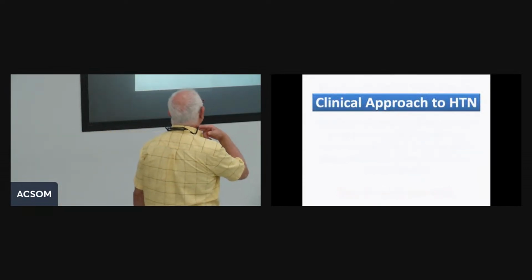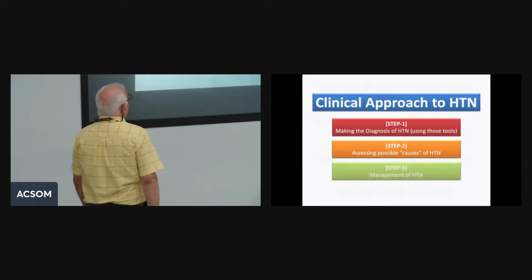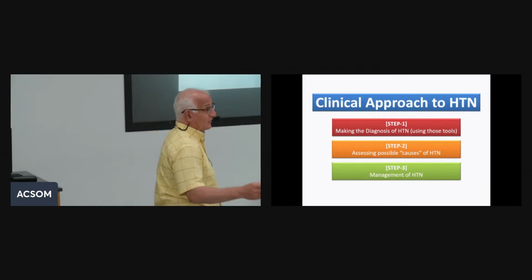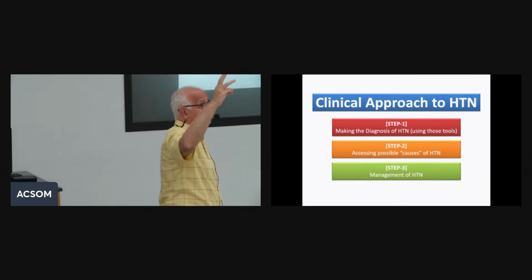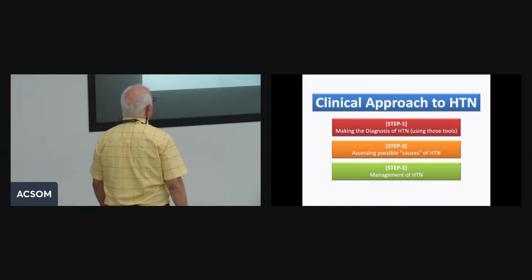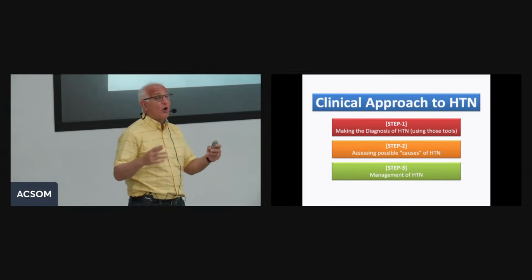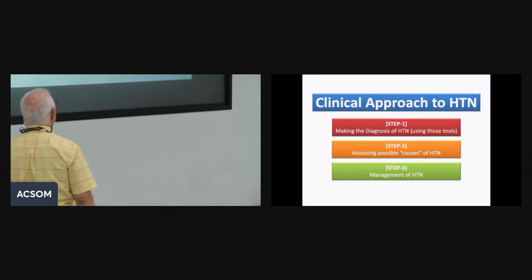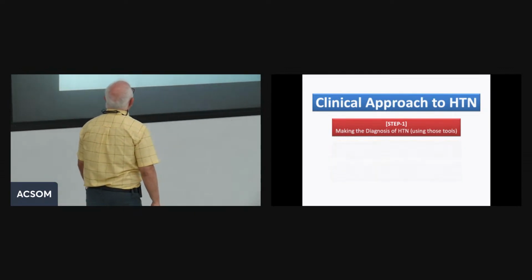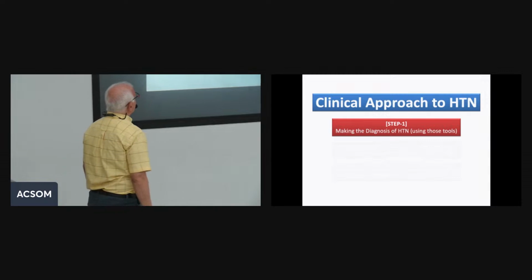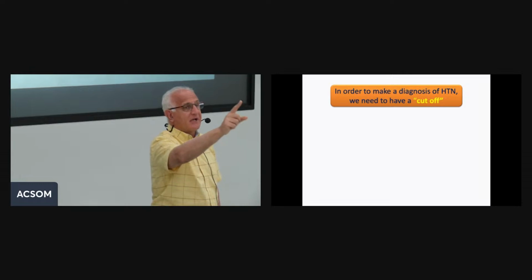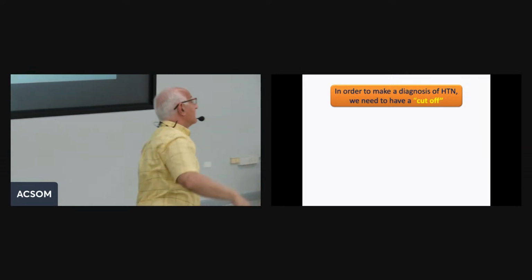Clinical approach to hypertension would be this way. Three steps. We first need to make a diagnosis, using those tools that I told you: home blood pressure, office blood pressure, ABPM. Those tools you use to make the diagnosis. Step two is assessing possible causes. It's not always primary. There might be some cause for hypertension. We are going to talk about it in a second. And the third would be management. First, how do I make the diagnosis? I'm asking you, if I give you some numbers, what's the cutoff to say this is hypertensive, this is not hypertensive?